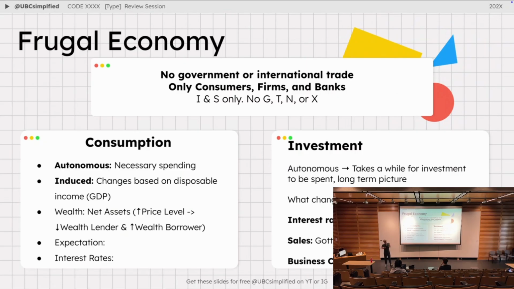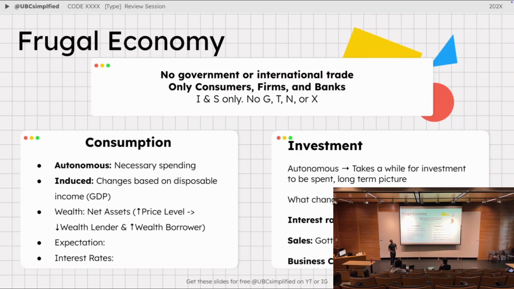So if I have more money in my hand, if my net assets are higher, or sorry, if I have my net assets, but then the price level will go up, then I will have less wealth. So then I'll be less willing to purchase Lego sets because I need to save. And then also expectation. So if I expect the economy to be in a recession over the next year, I'm probably not going to go buy that new Millennium Falcon.